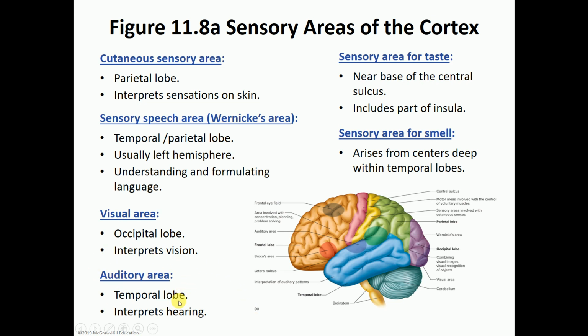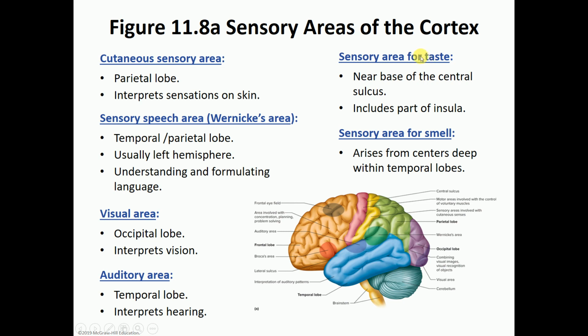The auditory area is in the temporal lobe, and that helps me interpret hearing. So listening to music and so on. So, just interpreting the hearing, when I can recognize that this is a song. Going into more detail about the song is of the association areas that we'll talk about in a minute.